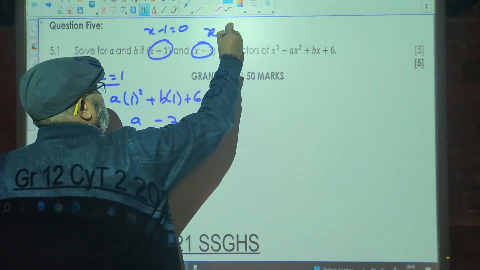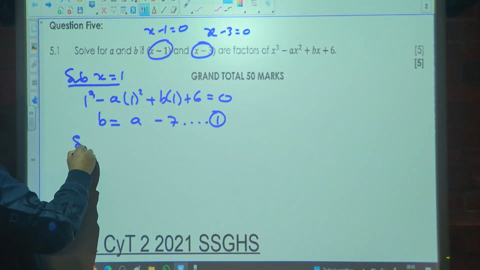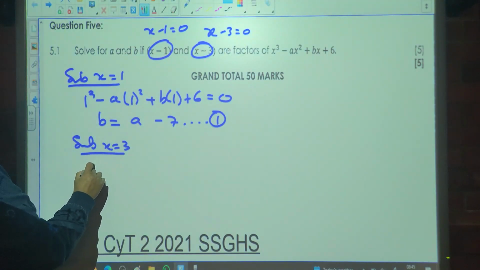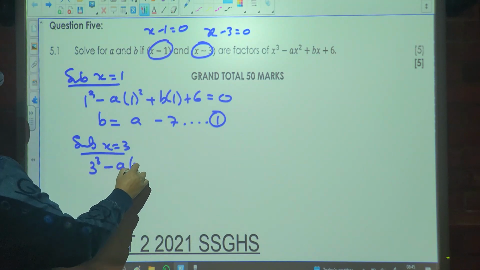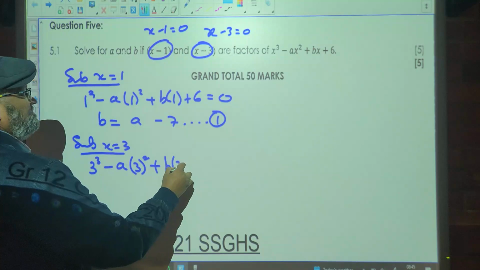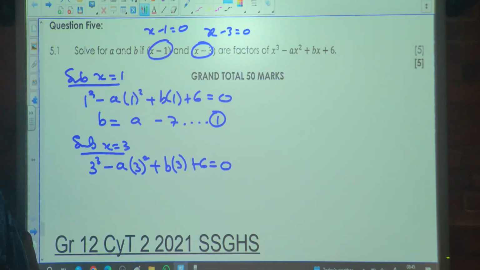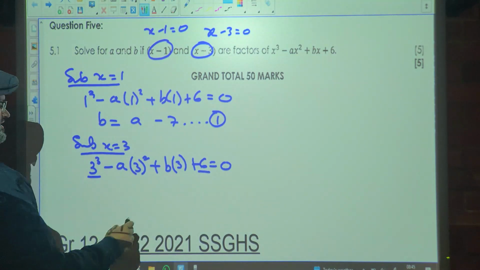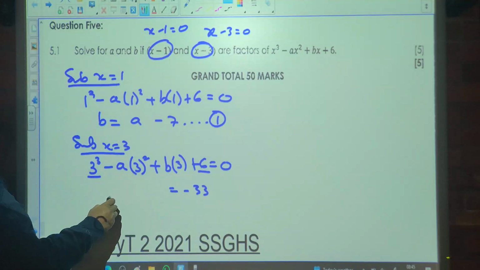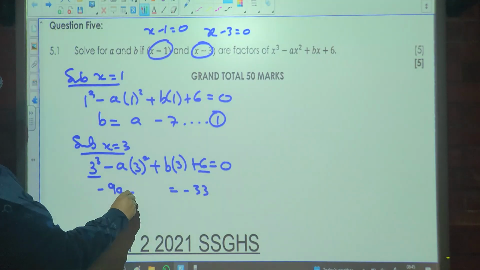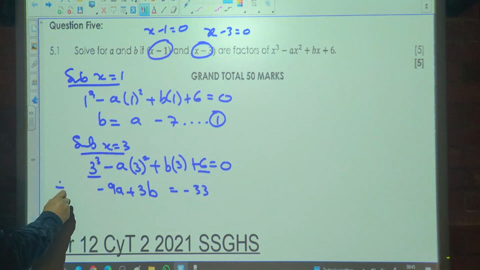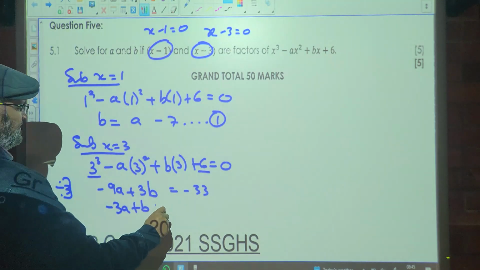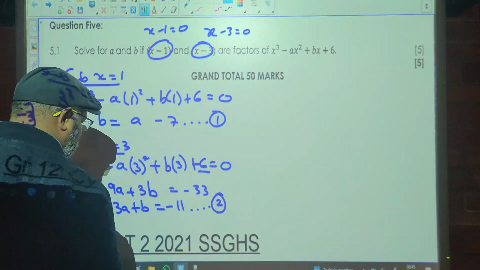Then x minus 3 is equal to 0, so x is equal to 3. You substitute x is equal to 3 into the same expression and form an equation. It's going to be 3 cubed minus a times 3 squared plus b times 3 plus 6 is equal to 0. This gives me 27 plus 6, which is 33, but take it over the equal sign, so minus 9a plus 3b. I'm going to make it simpler and divide by 3. It's going to be negative 3a plus b equals negative 11, and this is equation 2.